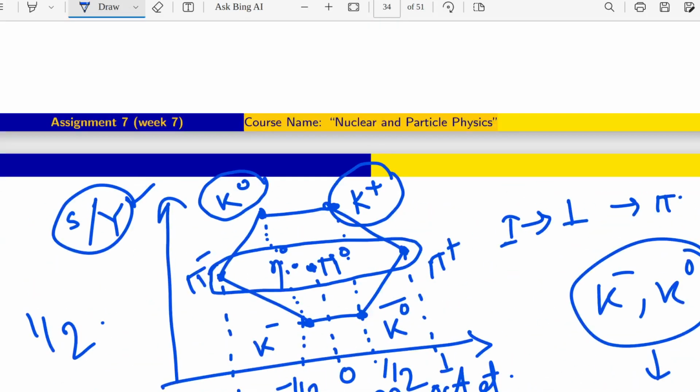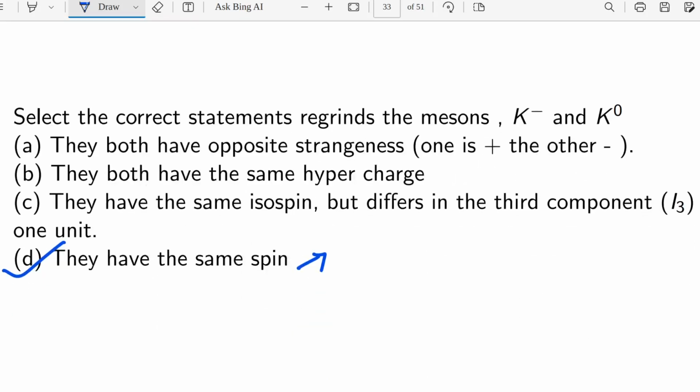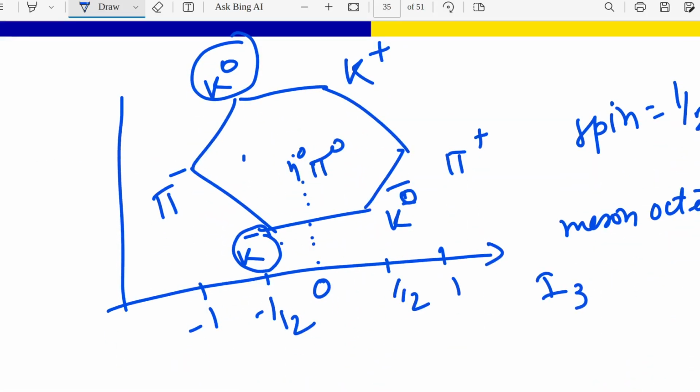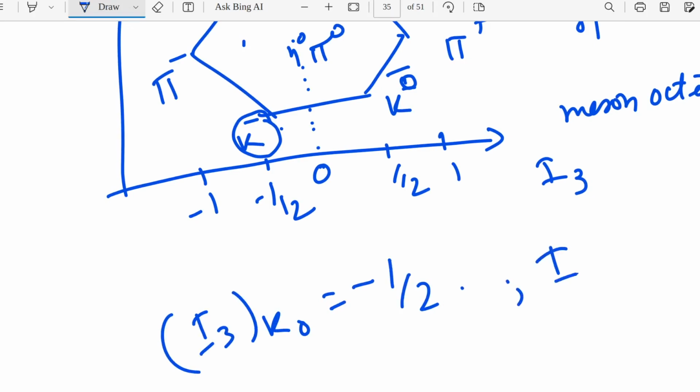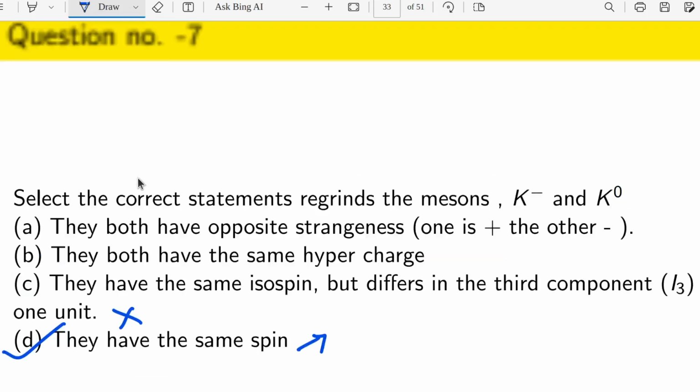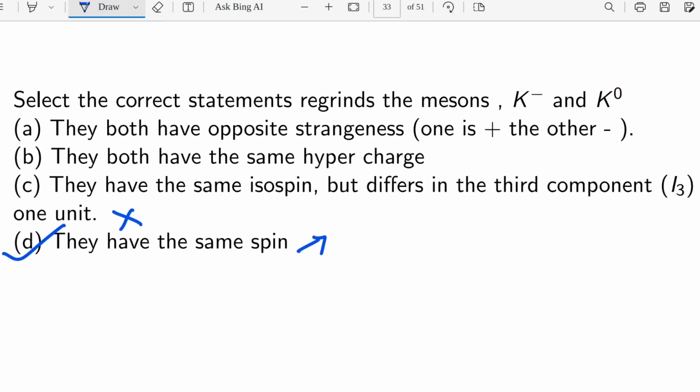So they have the same I3. So whatever they are saying, that they have the same isospin that differs in the third component by 1 unit, that will not be the correct one, because from that figure we can simply say that the I3 of K0 is minus half, as well as the I3 of K minus is minus half. So these two particles have the same third component of isospin. So whatever they are saying, it is not correct. Now coming to the second one, they both have the same hypercharge.